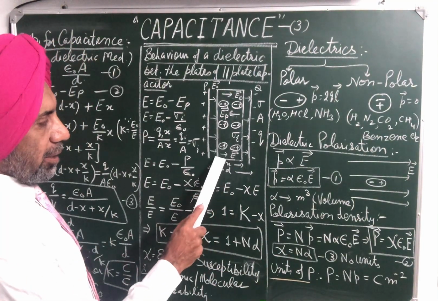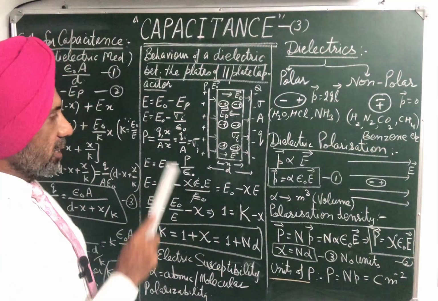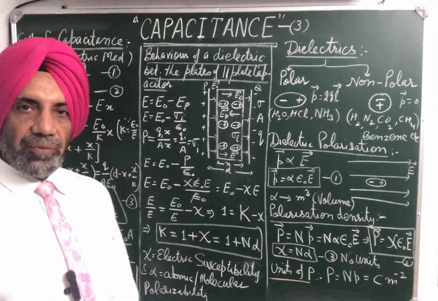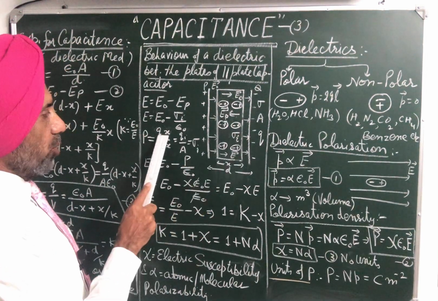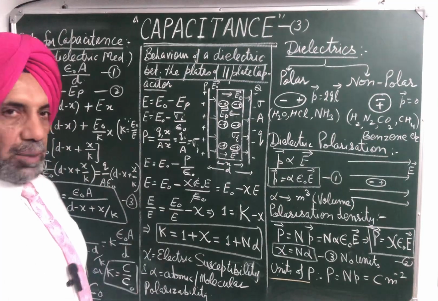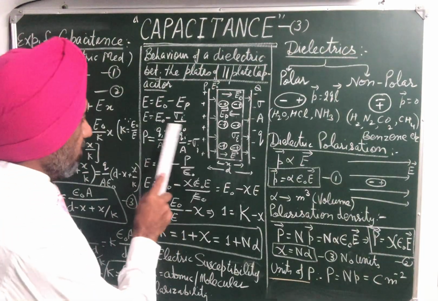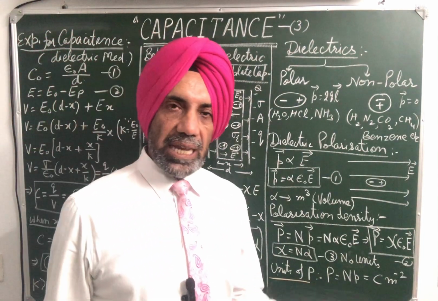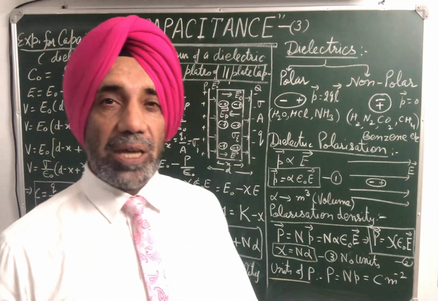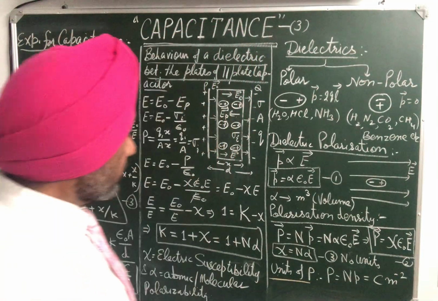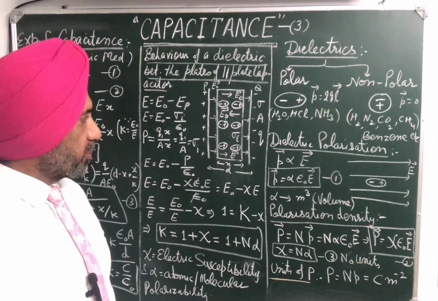So the total dipole moment of the slab of thickness x will be Q i into x, where Q i is the charge induced on each surface of the dielectric. So the total dipole moment of the dielectric medium will be Q i into x over A into x, which is the volume. So x cancels. So Q i upon A is equal to sigma i. So this is again a very important relation. It means the polarization density of a dielectric is equal to the magnitude of the induced surface charge density, that is sigma i.